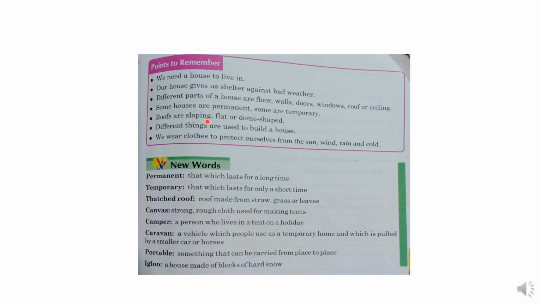Roofs are sloping, flat or dome shaped. As we have discussed, sloping is tilted or bent, flat is a leveled roof, and dome shaped is like a half of a sphere. So different types of roof we have discussed. We also discussed different things that are used to build a house, like cement, straw, wood, etc.